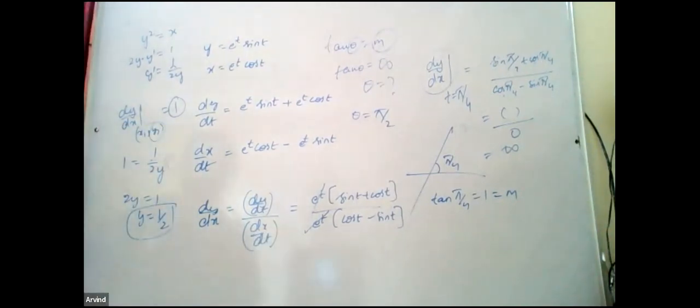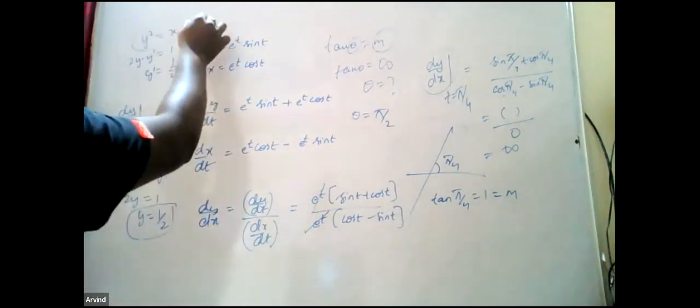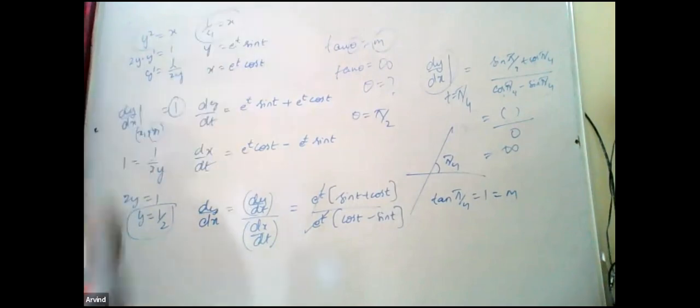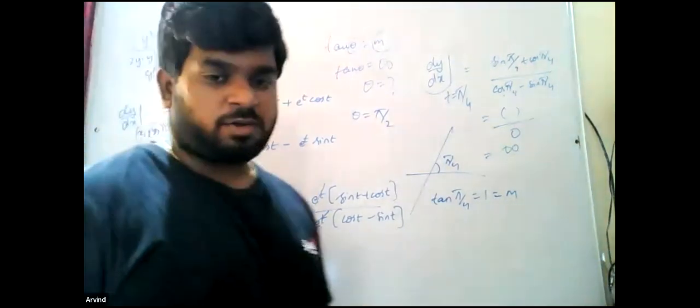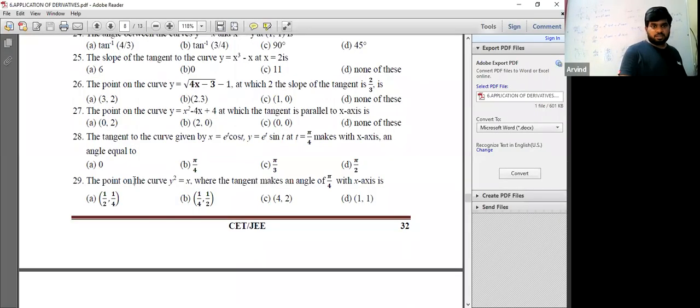So let's substitute it somewhere. Let's substitute in y square is equal to x. So 1 by 2 the whole square, that is 1 by 4, is equal to x. So x is 1 by 4, y is 1 by 2. Here the slope is given and we have to calculate the points. We have done the same thing in the 26th question. There they mentioned slope 2 by 3, and we found the values of x and y. The same thing we are doing in the 29th question.